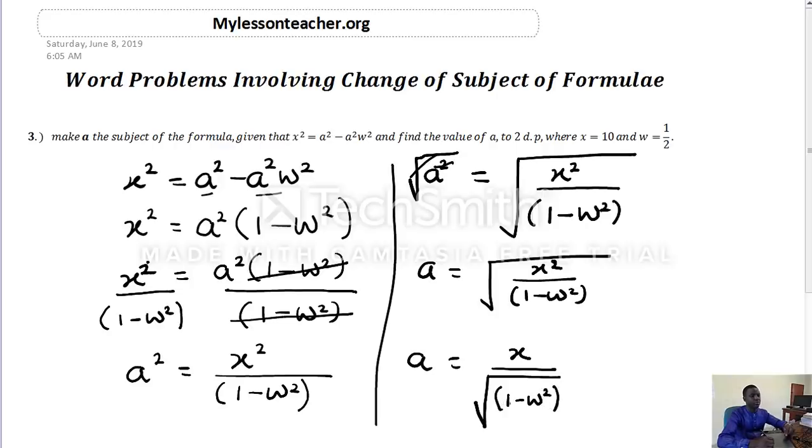You can either leave your expression like this, or since the expression under the square root sign in the denominator is a difference of 2 squares, you can simplify it further, or you leave it this way. Now we have made a the subject of the formula, and the next question says we should find the value of a to 2 decimal place where x is equal to 10 and w is equal to half. So what we are going to do is substitute the values of x and w and simplify to get our value for a.